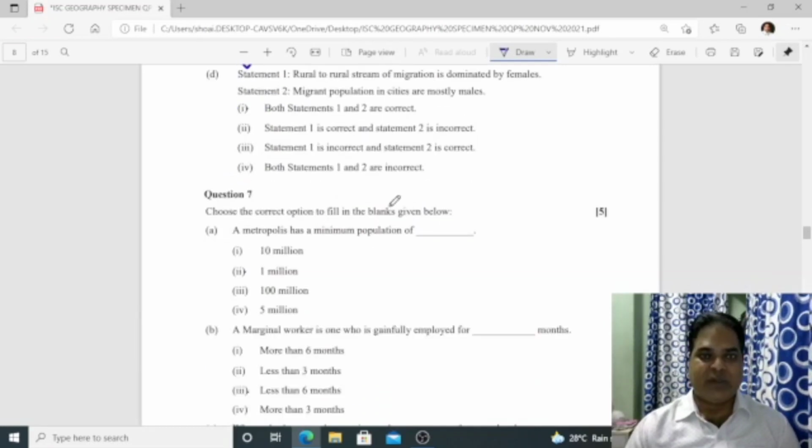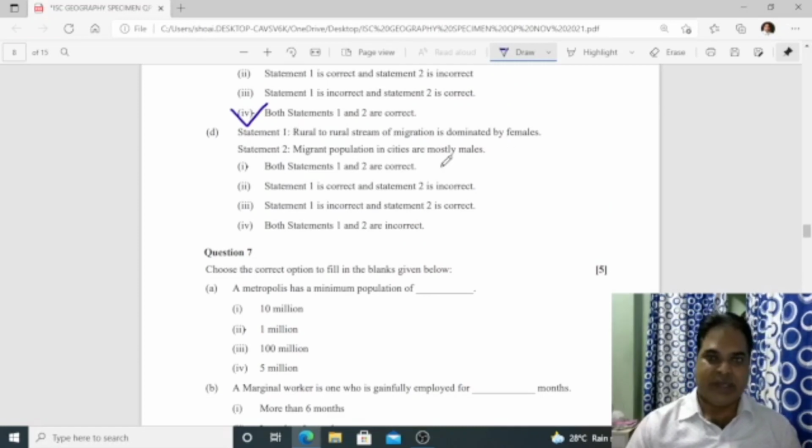D, statement 1, rural to rural stream of migration is dominated by females. Number 1. Number 2, migrant population in cities are mostly males. Okay, mostly males. So both the statements are correct. Okay, number 1 is the correct one.